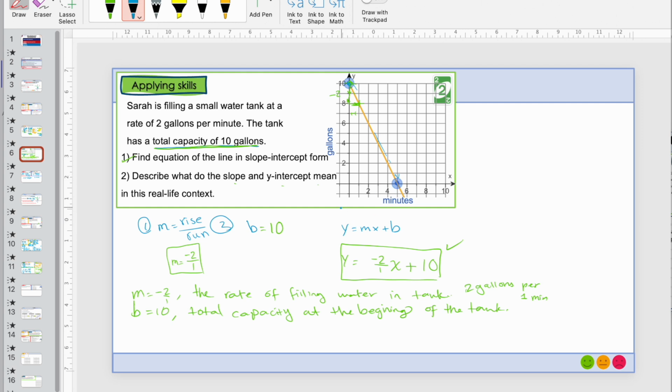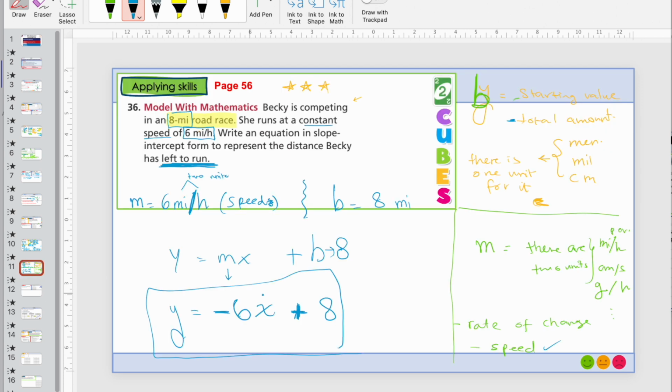Does that mean your rate of filling the tank is decreasing? No, you're decreasing how much is left in the tank. It just makes sense that you have to subtract from the 8 the miles that you are running. It does not make sense that you're going to add them.